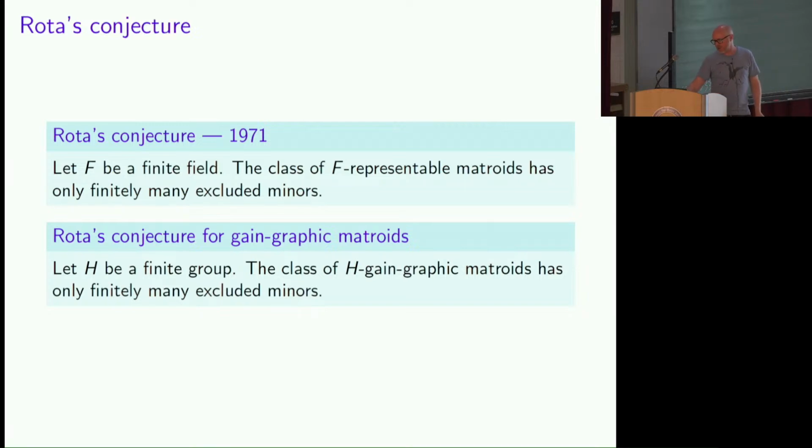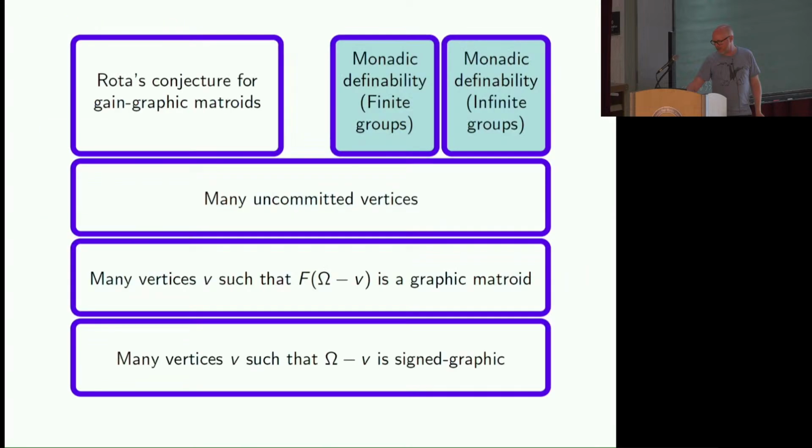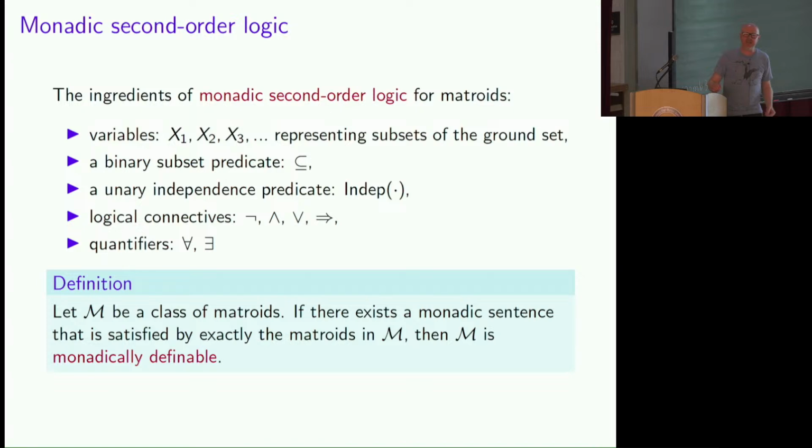So I won't say too much more about Rota's conjecture. I'll instead talk about this other application to monadic definability. So monadic second-order logic is a formal logical language. It arises very frequently in discrete mathematics applications because it has these very natural and strong connections to complexity theory. So in monadic second-order logic for matroids, you have these variables that represent subsets of the ground set, and you have a predicate which allows you to say when one subset is contained in another. You have another predicate which allows you to say when a subset is independent.